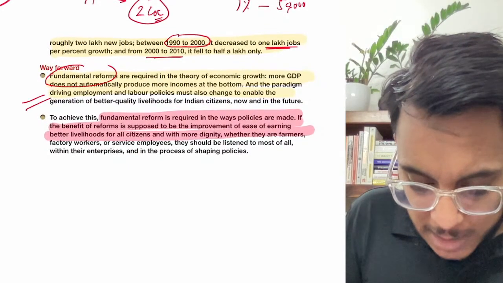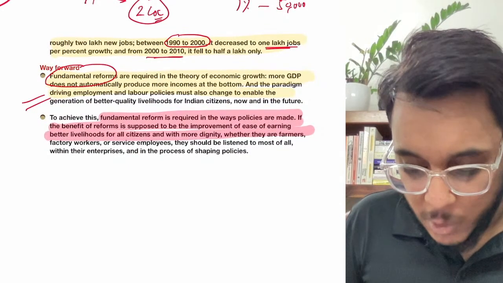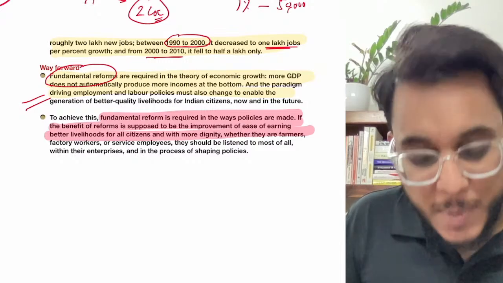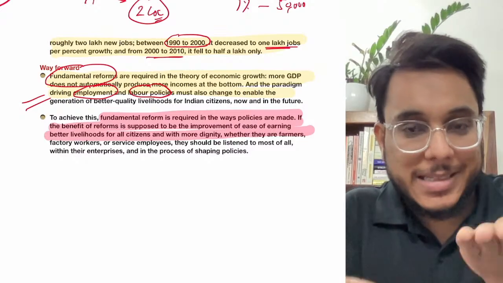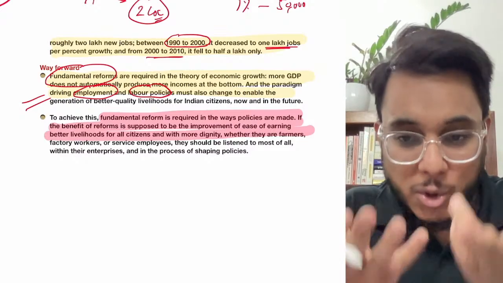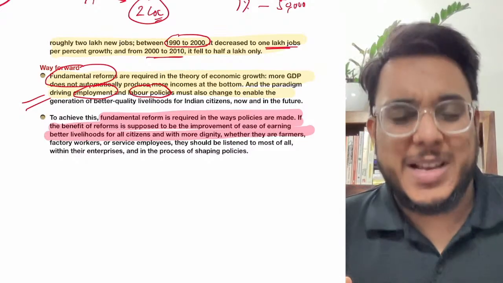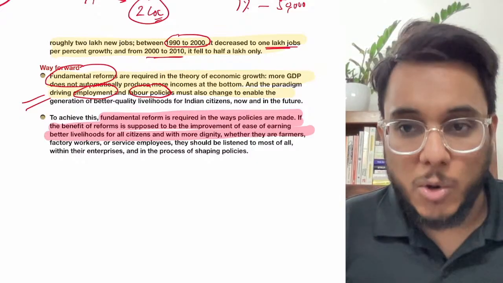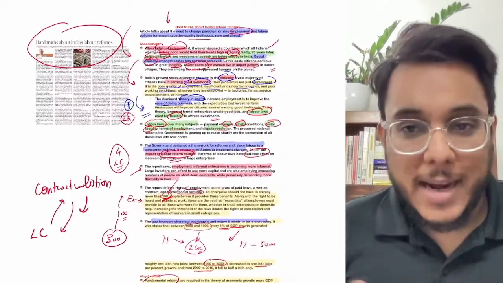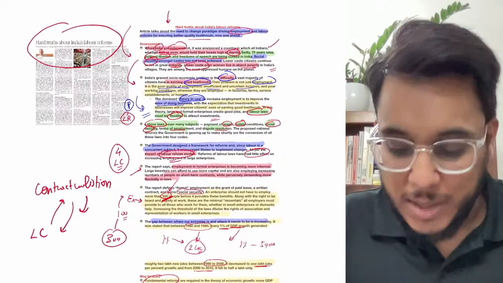So there are fundamental reforms that are required. In the fundamental reforms, we need to make sure how we can balance the employment and the labor policies at the same time. Employment should come, investment should come, but at the same time labor rights are also preserved. So these are all things that are to be balanced. So that is all guys about this particular article, and now we'll move to the next article.